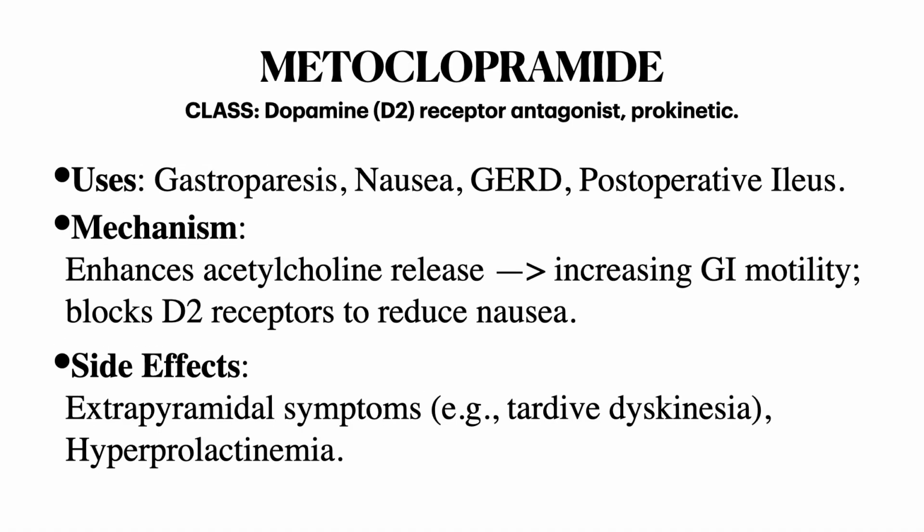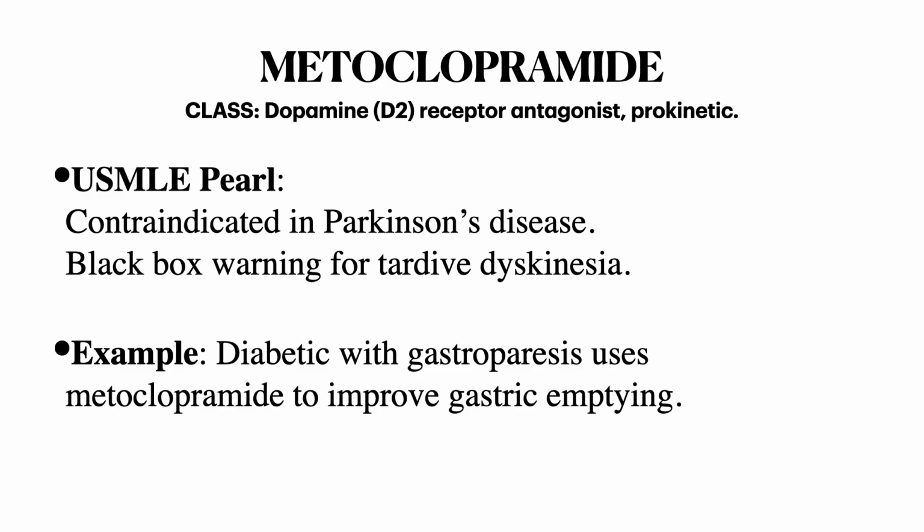The other drug we have is metoclopramide, and it belongs to the class dopamine D2 receptor antagonist, and also it is a prokinetic drug. The uses are in gastroparesis, nausea, gastroesophageal reflux disease, and postoperative ileus. The mechanism of action is that it enhances acetylcholine release, thus increasing gastrointestinal motility, and also blocks D2 receptors to reduce nausea. The side effects are extrapyramidal symptoms like tardive dyskinesia, hyperprolactinemia, pseudo Parkinsonism, and muscle dystonia. So it is contraindicated in Parkinson's disease, and a black box warning is given for tardive dyskinesia.